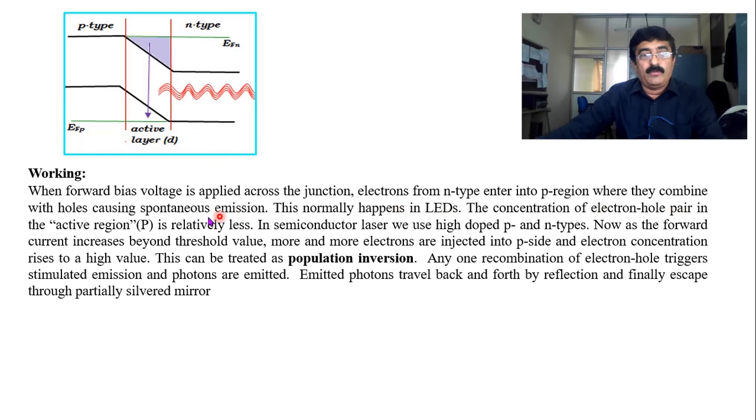Concentration of electron hole pairs is very less. Normally it is very less. In a semiconductor laser, we use heavily doped, highly doped P and N types.